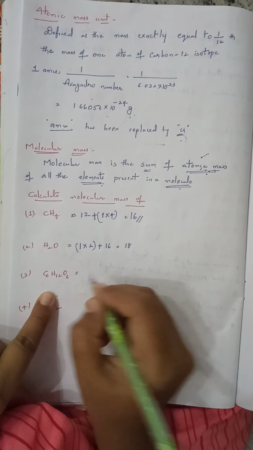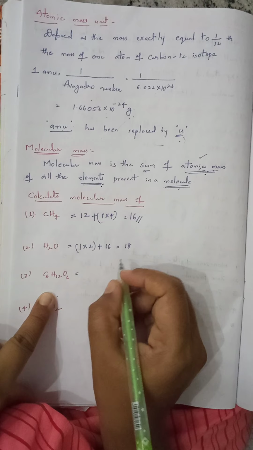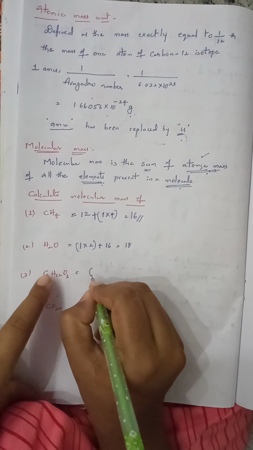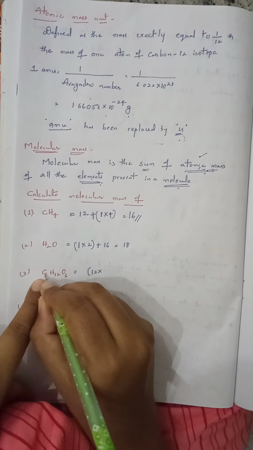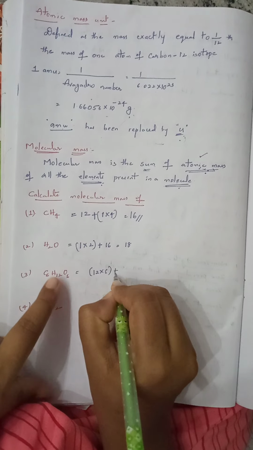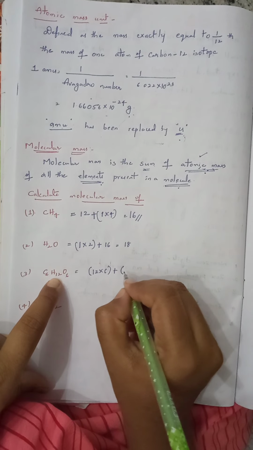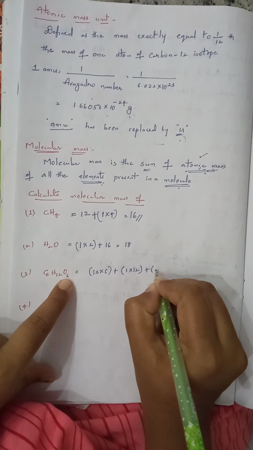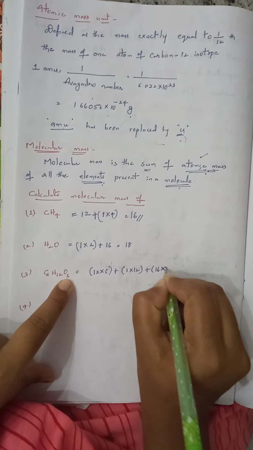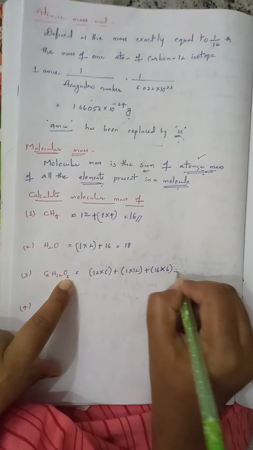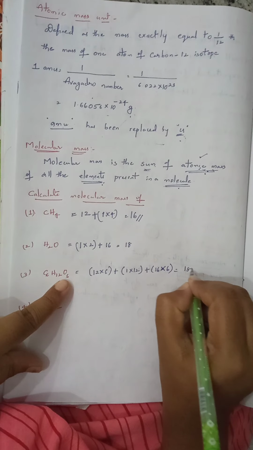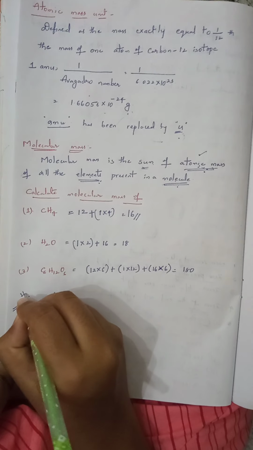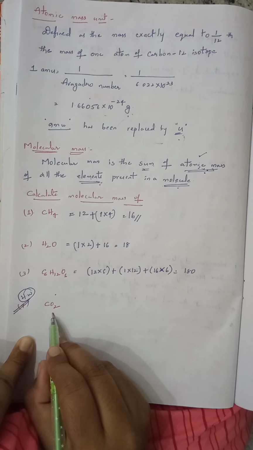Then the molecular mass of C6H12O6. The atomic mass of each carbon is 12, into 6. Plus hydrogen, the next element, atomic mass 1, into 12. Plus oxygen, atomic mass 16, into 6. By calculating all this, you will get 180 as the molecular mass. Like this we find it. This is a homework question for you: find the molecular mass of CO2 and send the answer to me.